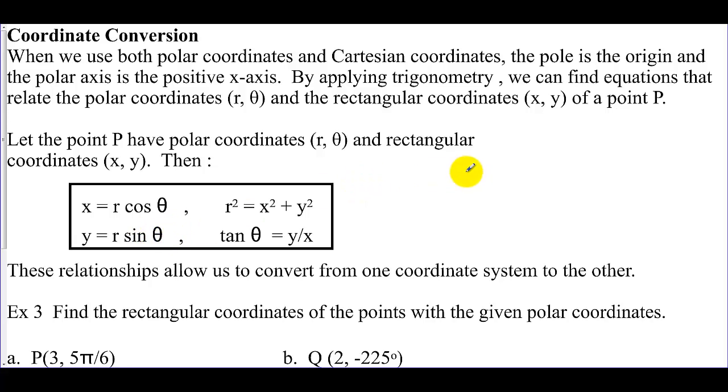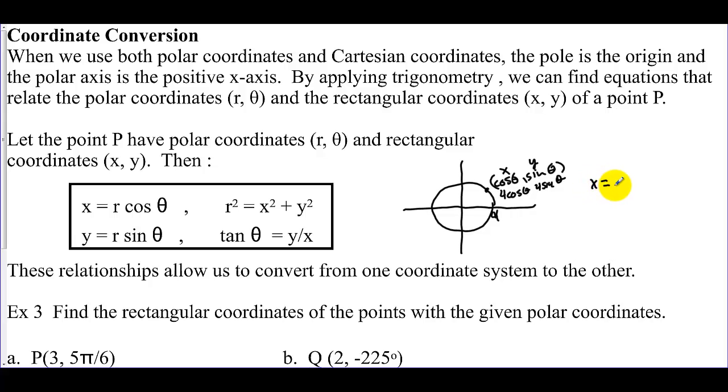Now let's look at the unit circle. When the radius is 1, this point right here is the cosine of theta, and this is the sine of theta. So this is your x and this is your y. Well, if the radius happened to be 4, then this point would be 4 cosine theta, and this would be 4 sine theta. So x is equal to the radius times cosine of theta, and y is equal to the radius times the sine of theta.